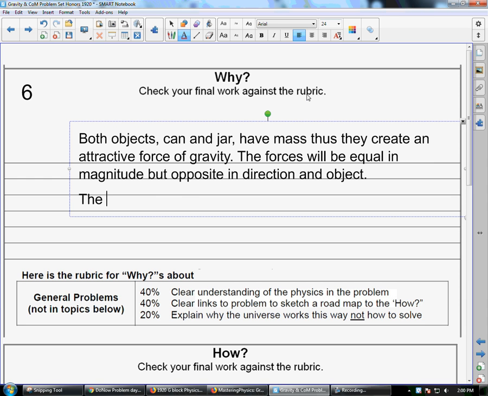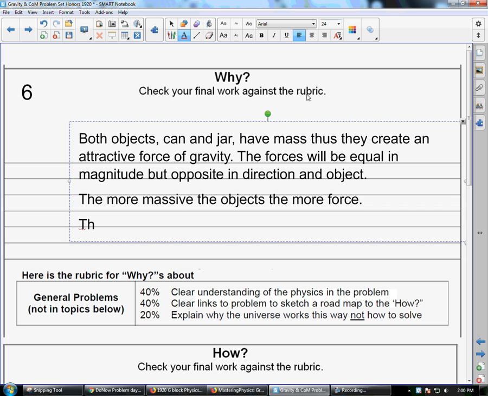The more massive the object, the more force. The further apart the objects, measured center to center, the less force.